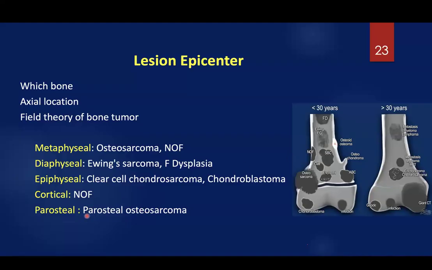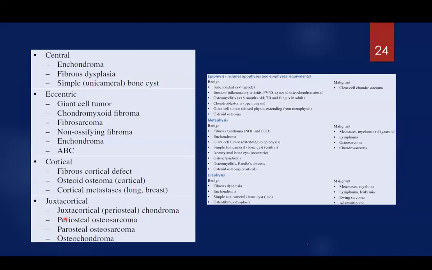Parosteal osteosarcoma is in the parosteal tissue. And what do you mean by parosteal tissue? It's a very specific fibroadipose tissue localized in only 3 sites: posterior distal femur, posterior proximal tibia, and medial proximal humerus. Again, this is a sum up of all what we talked about: central, eccentric, cortical, juxtacortical. And these are the lesions that occur in the epiphyses and diaphyses and the epiphyseal lesions.